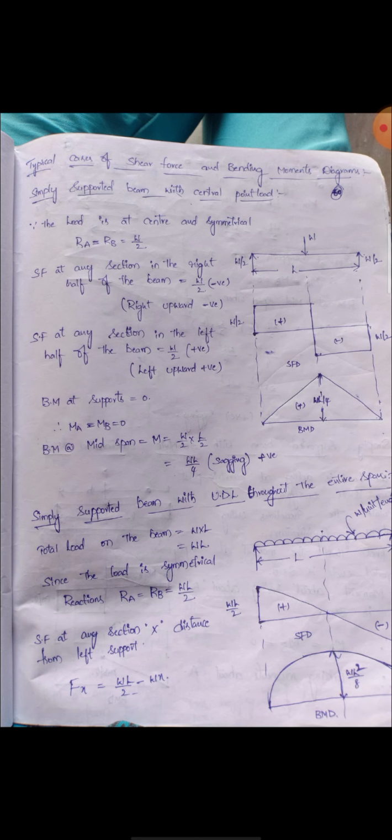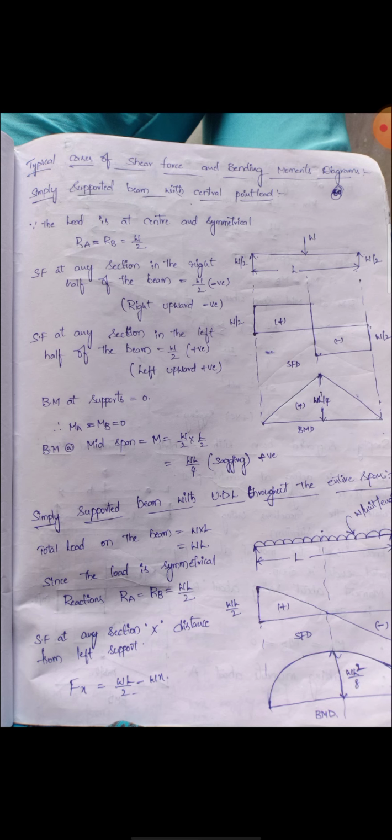The equilibrium equations are sigma H equal to 0, sigma V equal to 0, and moment equal to 0, taken at either end, either the right end or the left end. These are the three equilibrium equations we use to calculate the shear force values and bending moment values. So here, by taking the reactions, sigma V equal to 0, that is, vertical forces equal to 0. That equilibrium equation is used.